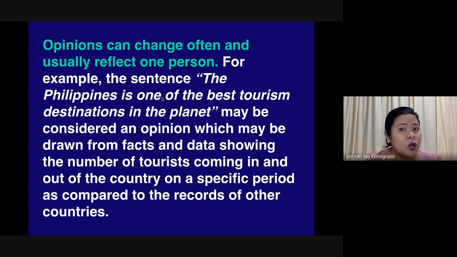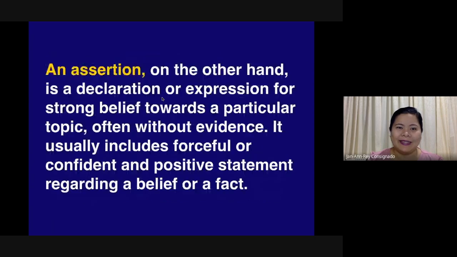Opinions can change often and usually reflect one person. For example, the sentence, "The Philippines is one of the best tourism destinations in the planet," may be considered an opinion, which may be drawn from facts and data showing the number of tourists coming in and out of the country on a specific period as compared to the records of other countries' opinions.